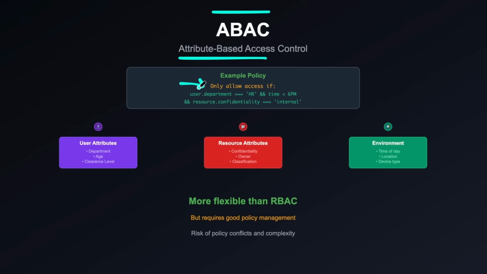So let's say you want to only allow access if some conditions are met. In this case, whenever the user department is set to HR, and you can combine this with multiple conditions, like whenever the resource attribute equals internal and so on, and only in this case you allow them access, and you either allow them read access or write access, so this can also be combined with the role-based authorization.